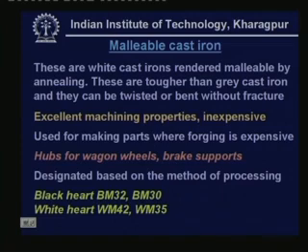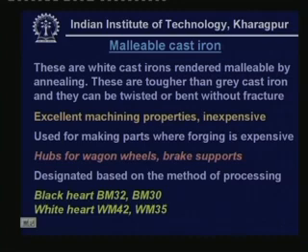Where is it used? It is used for making parts where forging is expensive, for example hubs for wagon wheels, brake supports, etc. These are made of this malleable cast iron. I think you know the word malleable, though I did not mention it: it means you can flatten the material to a great extent without any cracks being formed.